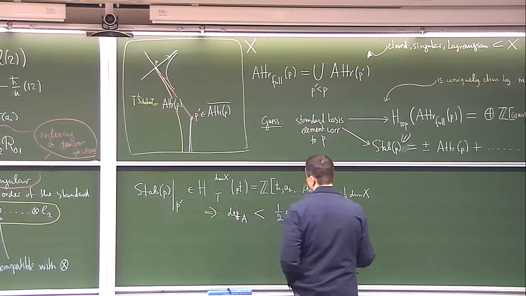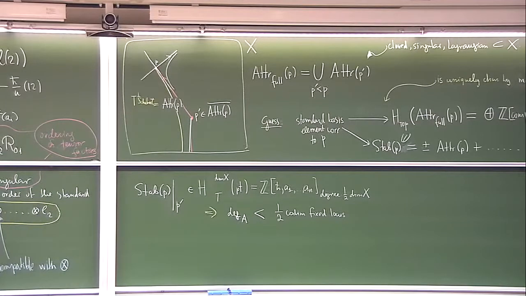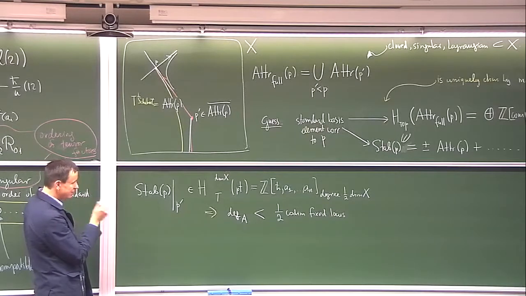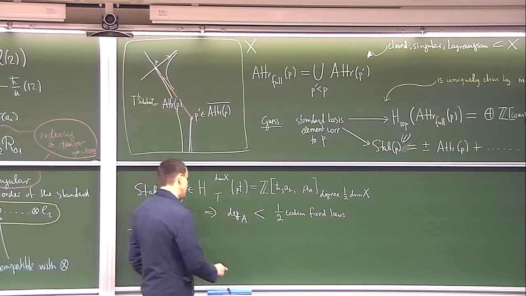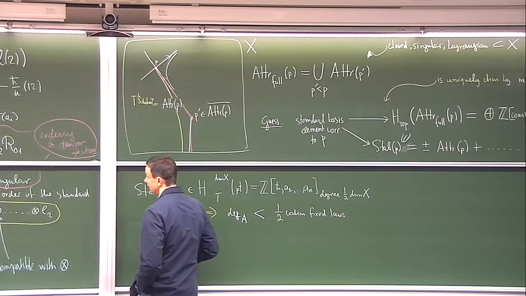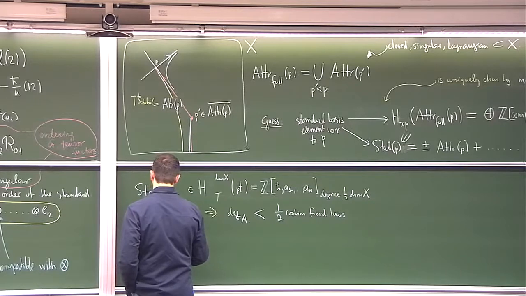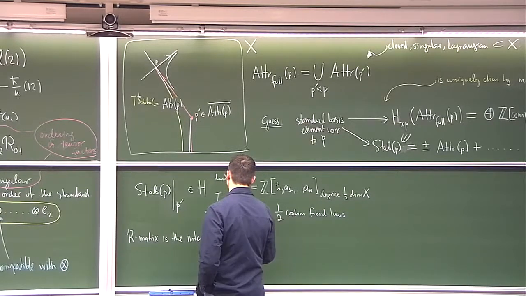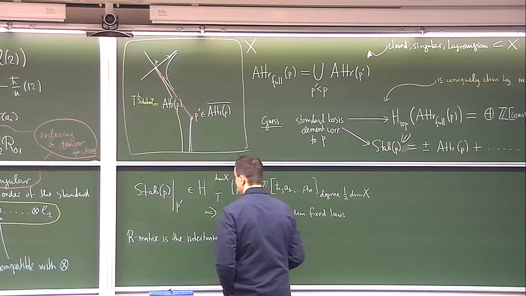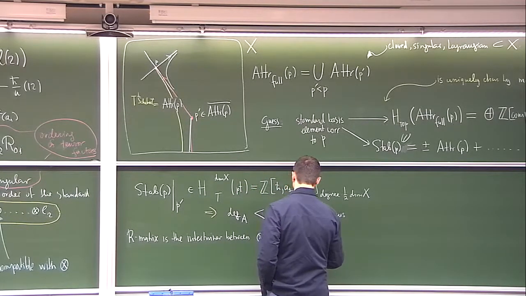But now, maybe we'll do first an observation and then an example. So what is the R matrix? The R matrix is the intertwiner between the tensor product and the opposite tensor product.